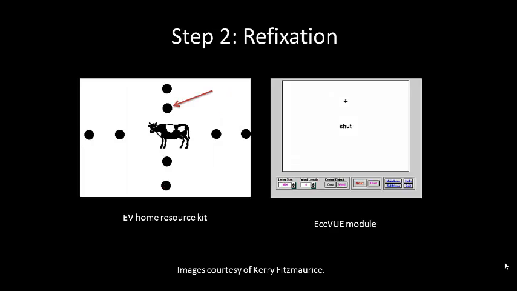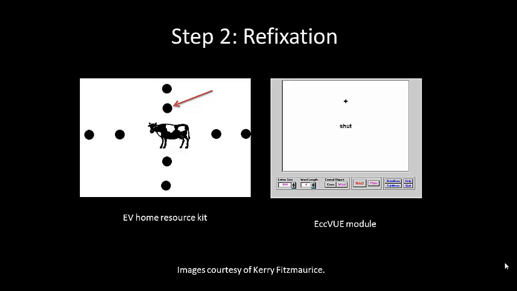So step 2 in eccentric viewing training is what we call refixation, and that's where you ask your patient, after you've determined what the correct trained retinal locus will be, to make a refixation movement away so that the scotoma no longer falls on the object that they're interested to see.